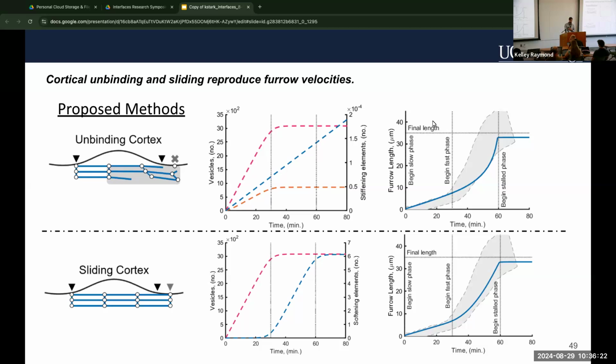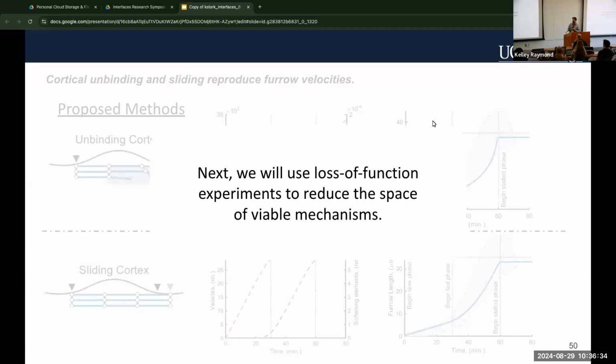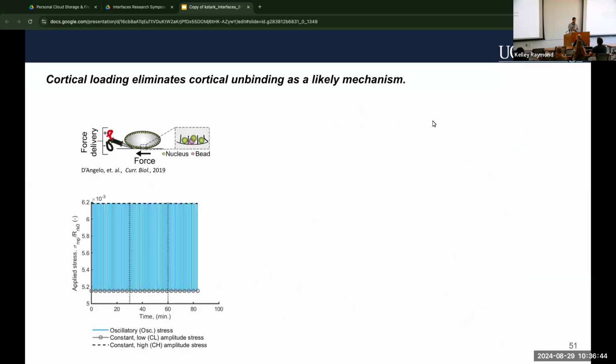region. One of our objectives now is that we have these two plausible scenarios, each with some weaknesses and some benefits. Our goal now is to use some loss of function experiments to better understand and better constrain our space, to eliminate one or constrain where a viable solution is.